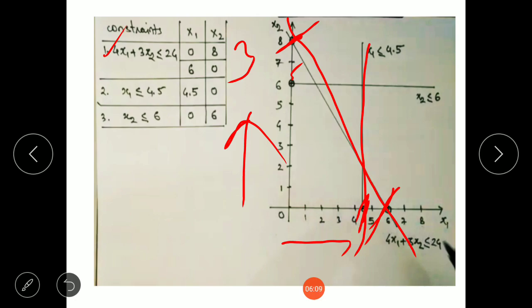Similarly, for x2 less than or equal to 6, we'll plot the point x1 is equal to 0 and x2 is equal to 6. So this is the point. We'll draw a line passing through this point parallel to the horizontal axis. So we got these lines for the 3 inequality constraint equations. Next, we're going to shade the feasible region by shading the regions corresponding to the inequality constraint equations.